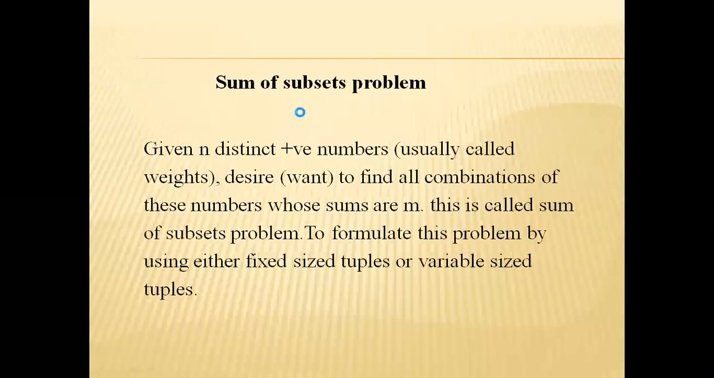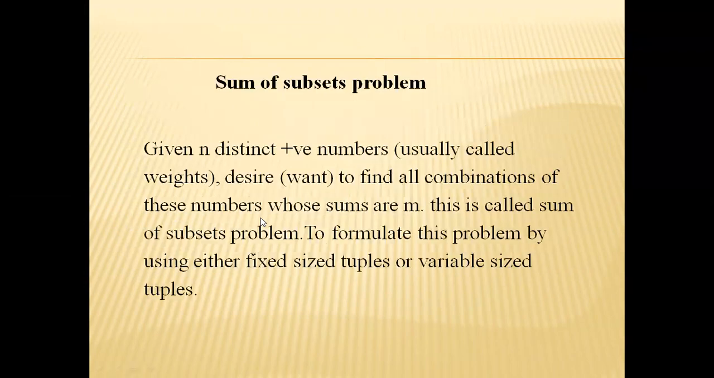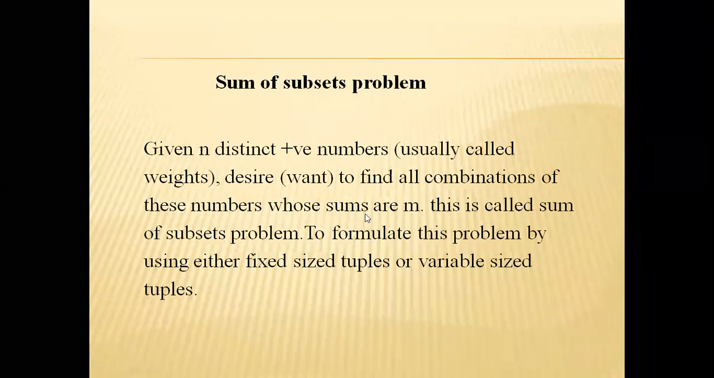That is, each solution satisfies some constraints. Suppose the N queen problem: satisfying the constraints means no two queens are in the same row, same column, or same diagonal. Suppose the second problem has the constraint that we find a combination of numbers whose sum is equal to m.